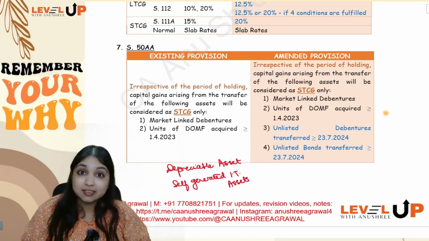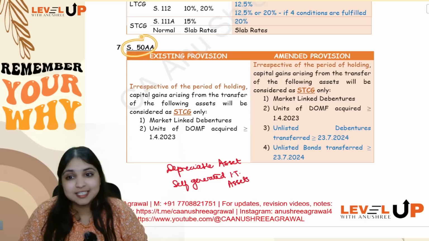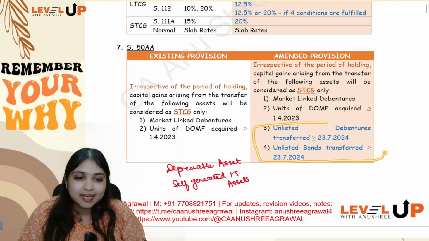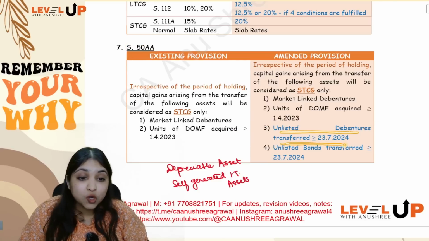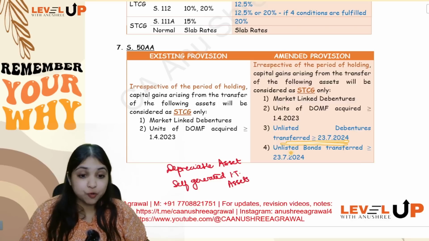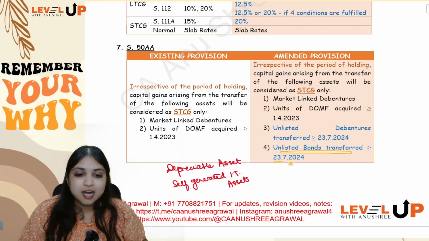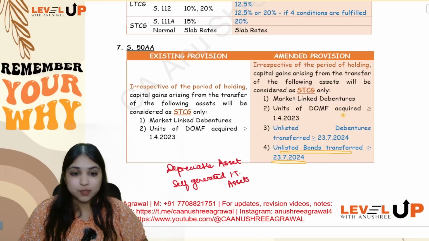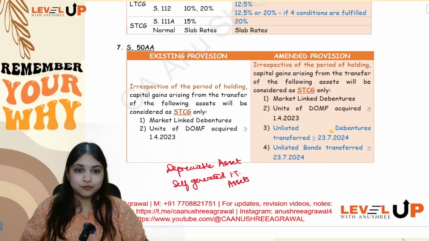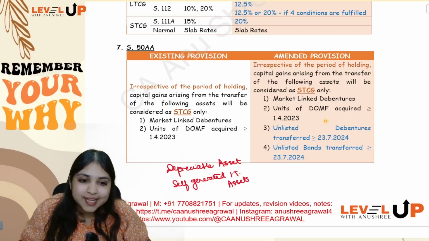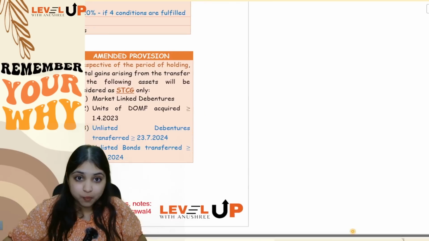Now they've made another amendment in section 50AA. They have added 2 more points, guys. Unlisted debentures transferred on or after 23rd July 24, unlisted bonds transferred on or after 23rd July 24. These two, irrespective of the period of holding, they will always be considered as short term only.